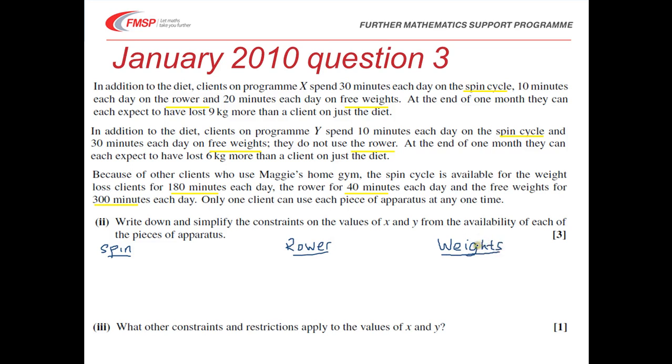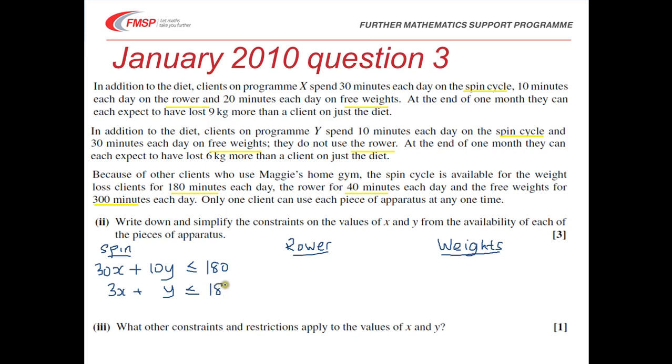So we've got X clients doing program X, and they can spend 30 minutes on the spin cycle. You've got Y clients doing program Y, and they can spend 10 minutes. So that's 30X plus 10Y, and you've only got 180 minutes, notice, so that has got to be less than or equal to 180. And if we divide through by 10, we get our first constraint.